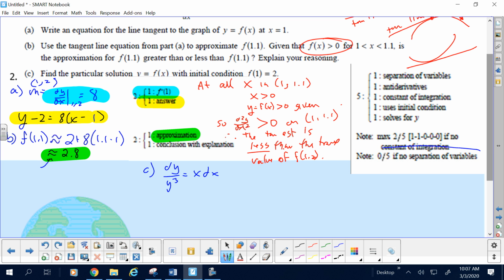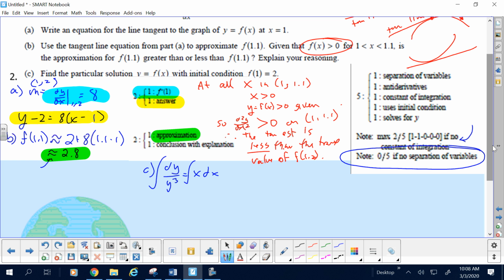Again, look right there. Note, 0 out of 5 with no separation of variables, you're done. Also here, if you didn't put a plus c, you're very limited in what you can get. So if after you do separation, you don't do another step, you just put the integral sign? Okay, so that's a good question. When they say separation of variables, you don't have to show separation and integration in a second step. If you separate and show integration, you're fine. Yeah, no problem. That's smart to ask, to be safe.